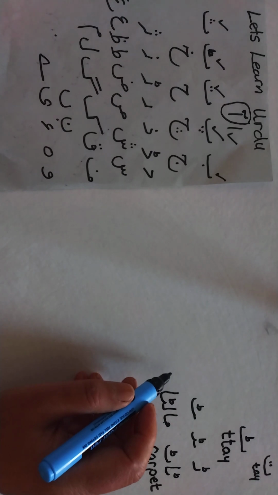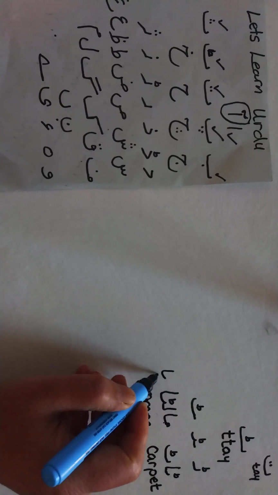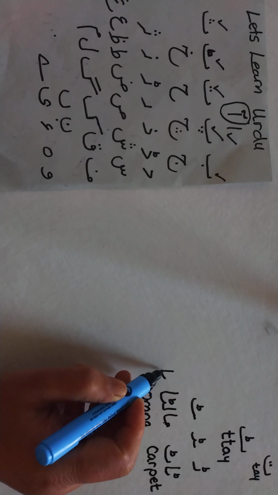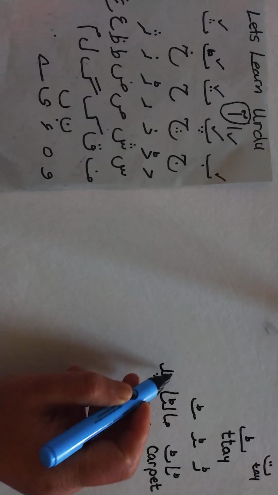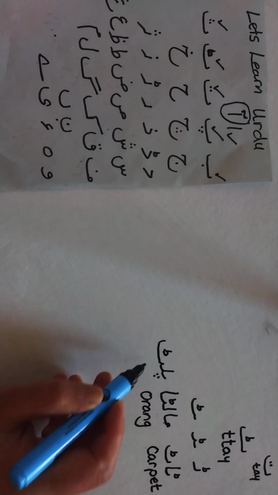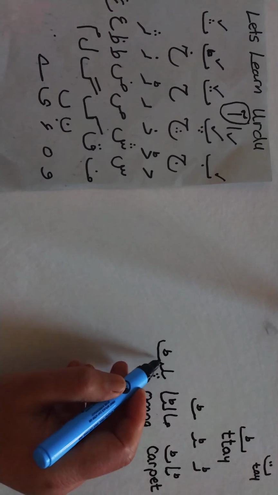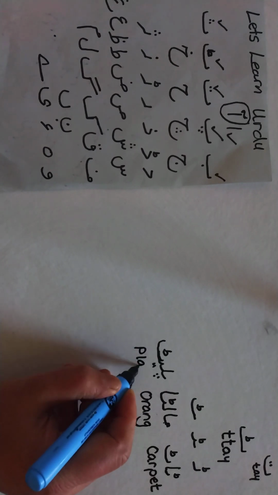And another word which T comes at the end is P. Plate, which means plate. And plate.